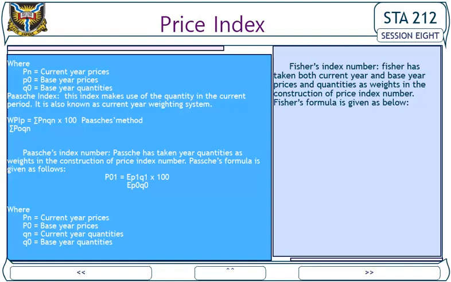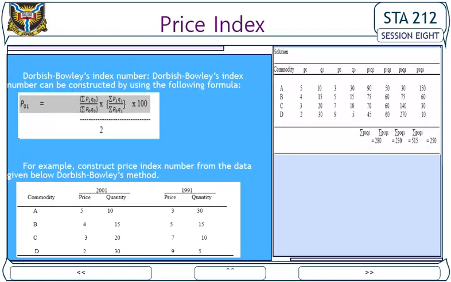Fisher's index number. Fisher has taken both current year and base year prices and quantities as weights in the construction of the price index number. Fisher's formula is given as below, where P1 is equal to current year prices, P0 is equal to base year prices, Q1 is equal to current year quantities, Q0 is equal to base year quantities. Drobisch-Bowley's index number.